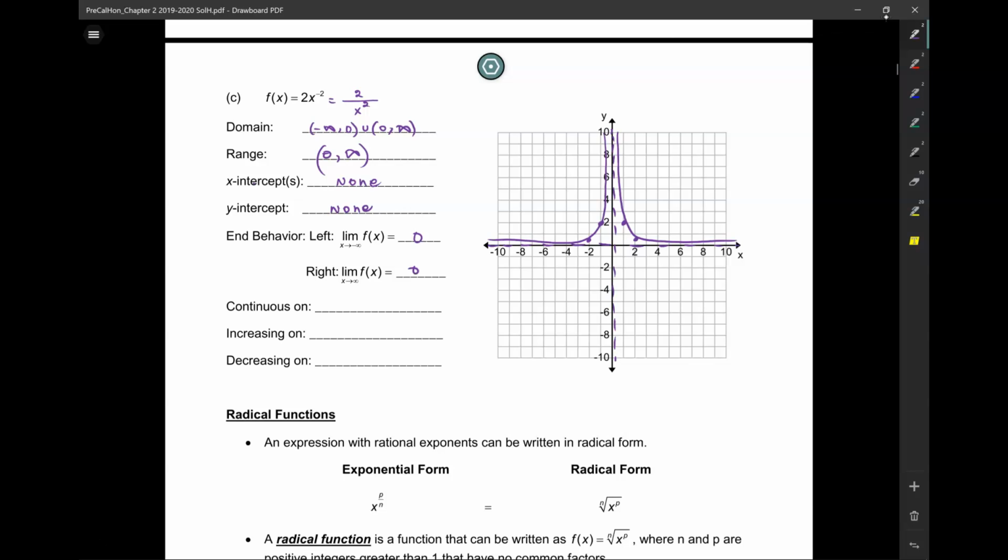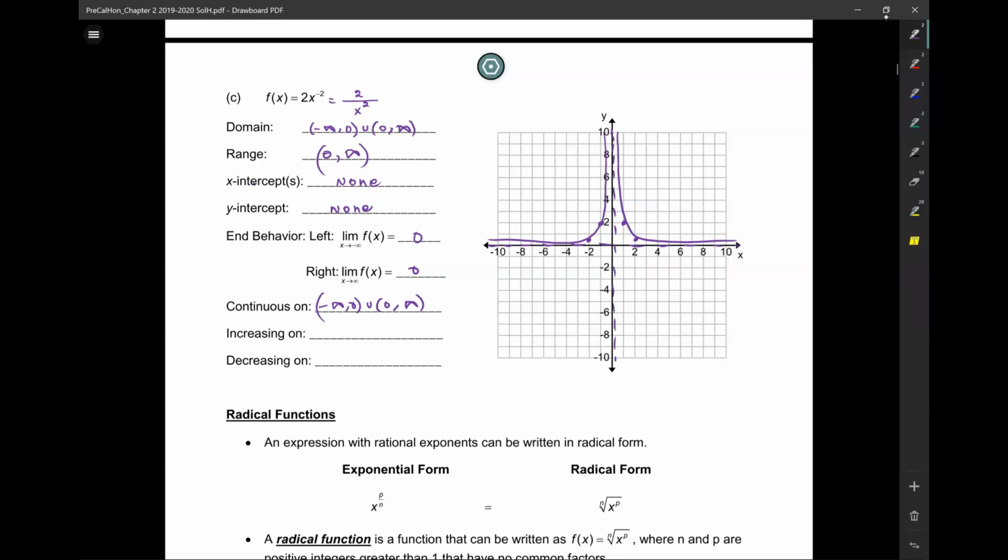Where is it continuous? There is definitely a discontinuity here, right? What kind of discontinuity does this have? Infinite one, but where is it continuous? The same as the domain. From negative infinity to 0, 0 to infinity. Okay?